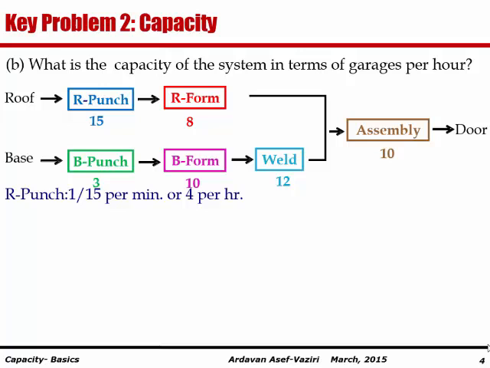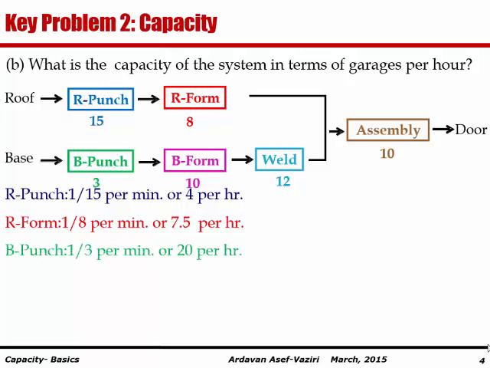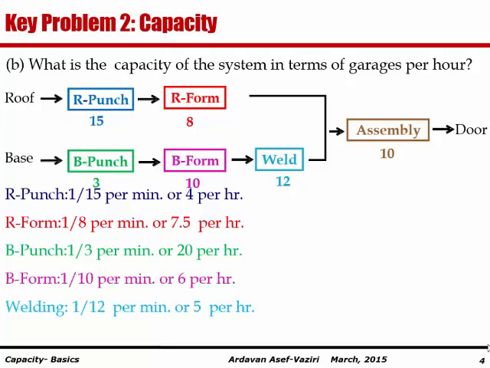Now, if I'm going to compute the capacity of this process, capacity of R punch is 1 over 15 per minute. I can multiply it by 60 for per hour. On the same line of reasoning, capacity of B form is 1 over 8 or 7.5 per hour. Capacity of B punch is 1 over 3 per minute or 20 per hour. B form 6 per hour. Welding 5 per hour and assembly 6 per hour. Where is the bottleneck? R punch.